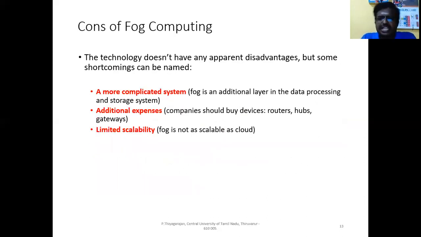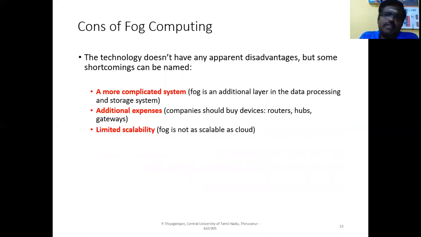And if we see, this technology has not introduced any apparent disadvantages. There are no major disadvantages, but we want to name some of the shortcomings of introducing fog computing in this IoT. We can say it makes the system a little more complicated because we're adding one more layer. Of course, the addition of one more layer will make the system a little complicated. And it also results in the introduction of new nodes. So we can obviously have extra cost involved in introducing the nodes between the IoT device and the cloud. And fog computing is not as scalable as the cloud.